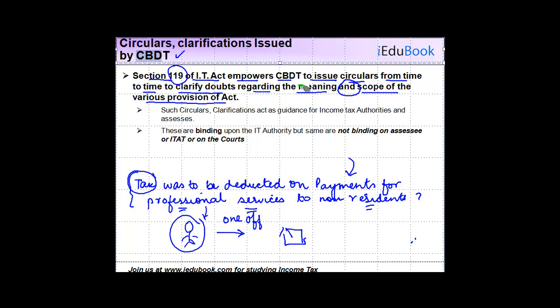Now, there is one important thing you need to understand. You can issue circulars, but only to clarify the meaning and scope of various provisions of the Income Tax Act. So by means of a circular, you can't introduce new law. The law has to come from the Income Tax Act. But how do you interpret this law? What is the meaning which the legislature intended? What is the scope of this particular provision? That can be clarified by means of circulars.